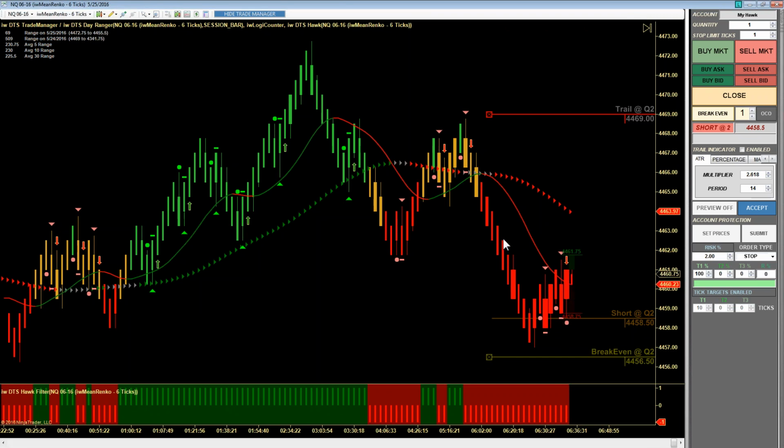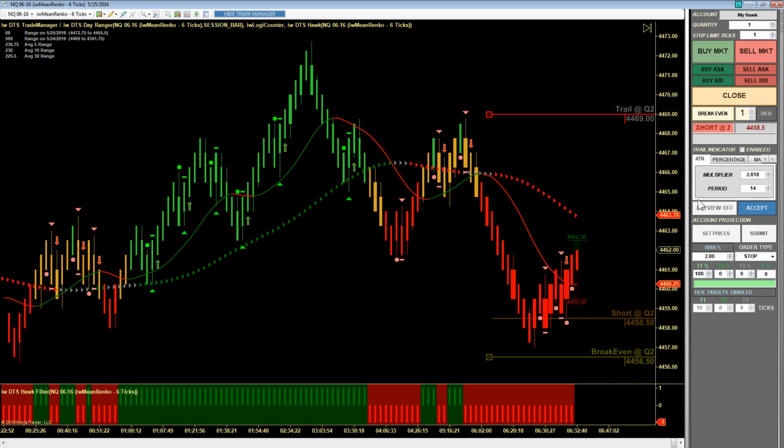The first micro macro cross signal occurs when the micro line, that's this thin one, crosses the macro line, that's this thick one, and everything comes into sync. So we have a red signal, red trend lines, red filter. This tends to be a very high probability signal.